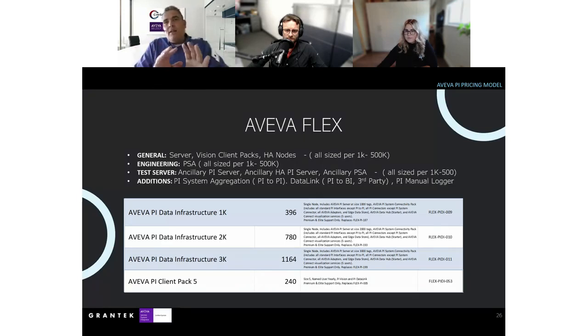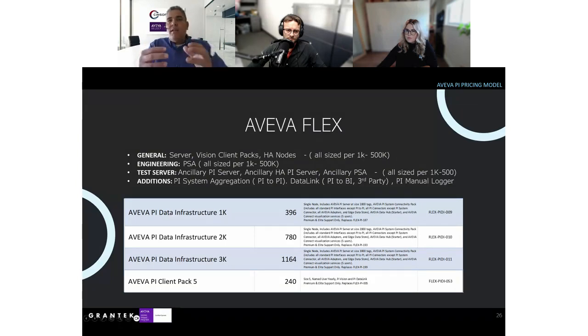So I've summarized all the things that are inside the Flex container here for the Pi offering. They include things like server, Vision client packs, high availability nodes, which is your redundancy. You have your engineering, which is referred to as the PSA. You can buy test servers as well, or some additional things: if you're having Pi talk to a Pi enterprise, that's called the aggregation package, or if you're sending data to other third-party systems, you need what they refer to as data link.